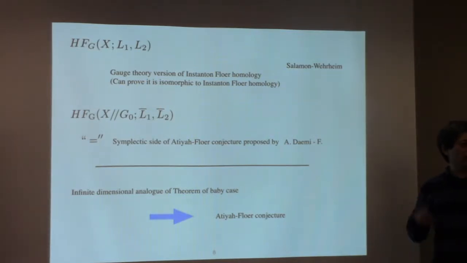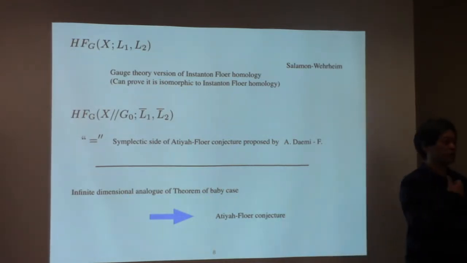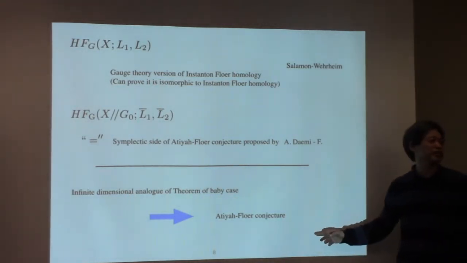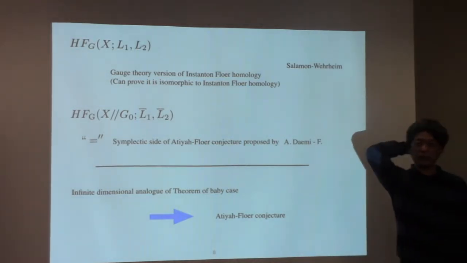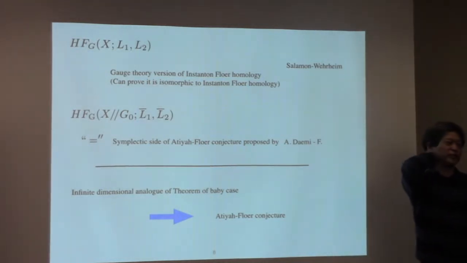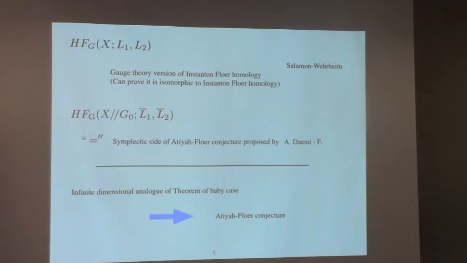Yes, I'll explain what it is. So if this infinite dimensional analog of the theorem I just claimed is correct, then it implies the Floer conjecture. So that's why I'm so much interested in this baby theorem. And I don't know in a finite dimensional case if there's any interesting application of this baby theorem, but the infinite dimensional case is very interesting. So that's the motivation of this whole story.